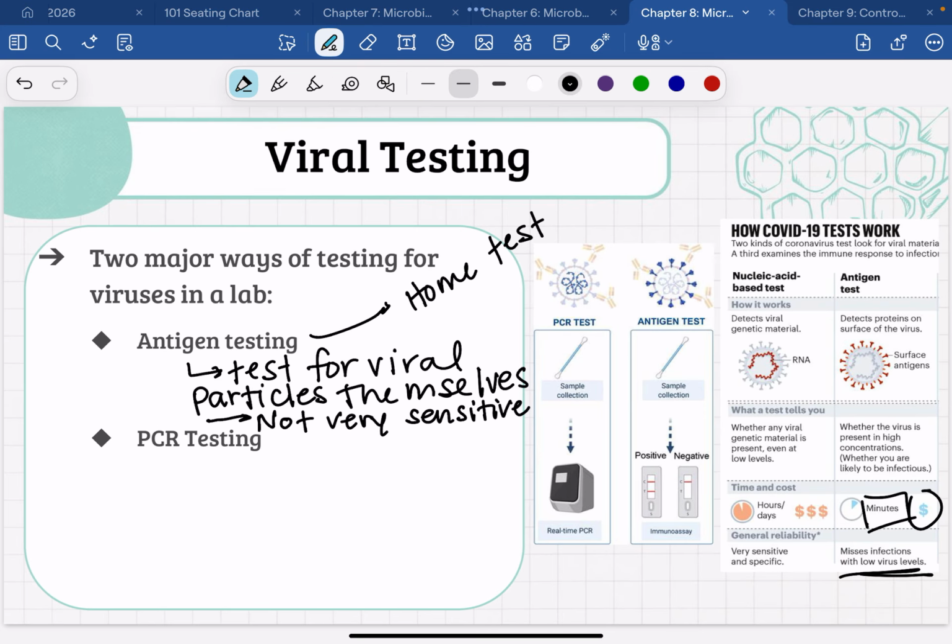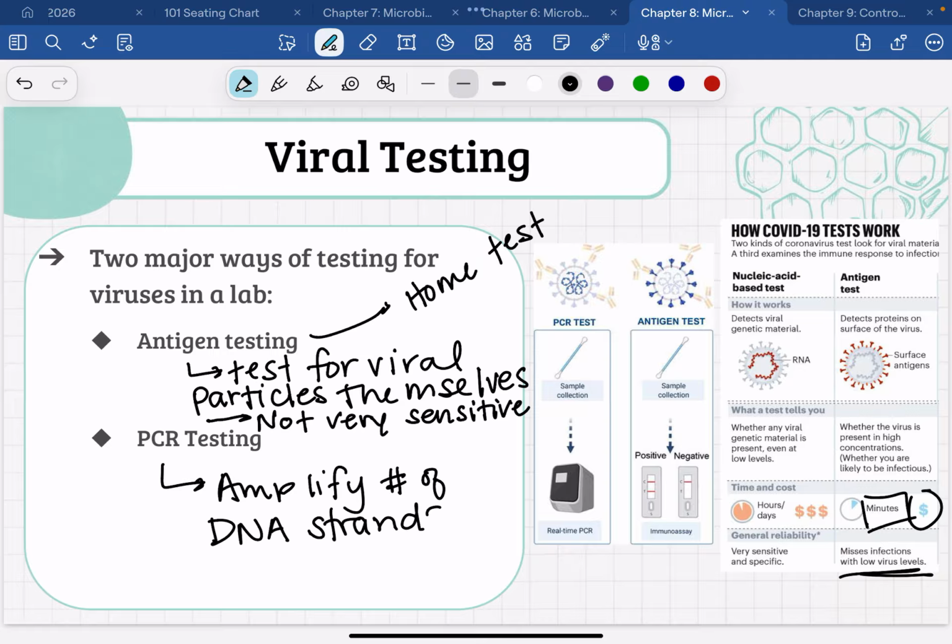However, what PCR testing, or nucleic acid testing, does is use PCR to amplify the number of DNA strands, right? So that's what PCR does. It duplicates the DNA in a tube. So in PCR testing, what we're doing is sticking a swab up your nose and then putting it in a tube and then putting it on an instrument that will do PCR on it. And it is going to selectively amplify that viral DNA in that sample.